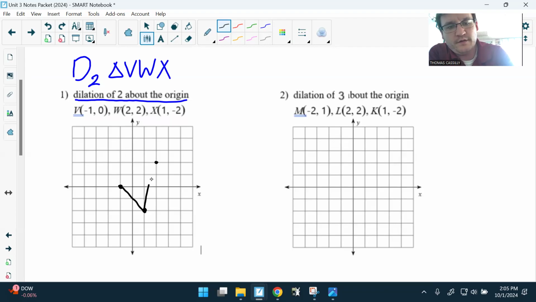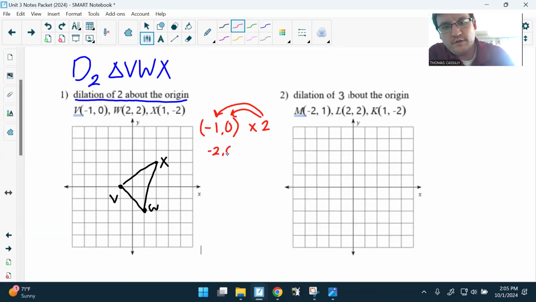So here is the original triangle. You have V, you have W, and you have X. Now, if I take -1, 0 and multiply both of those numbers by 2, what are we going to have? We're going to be at -2, 0. So V prime is going to go right here.